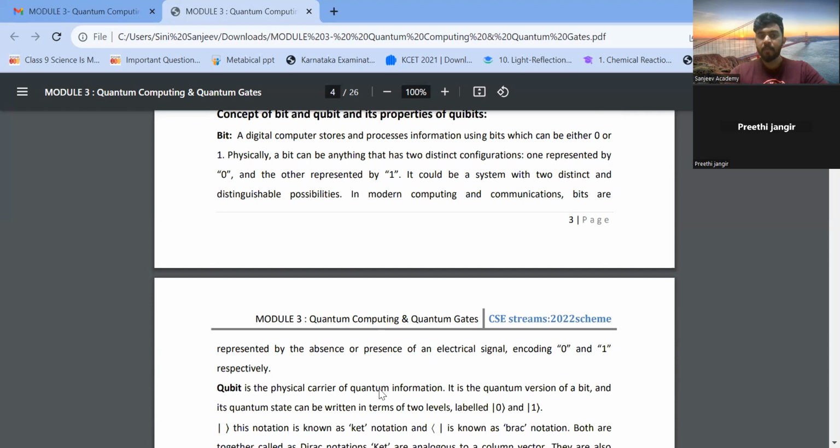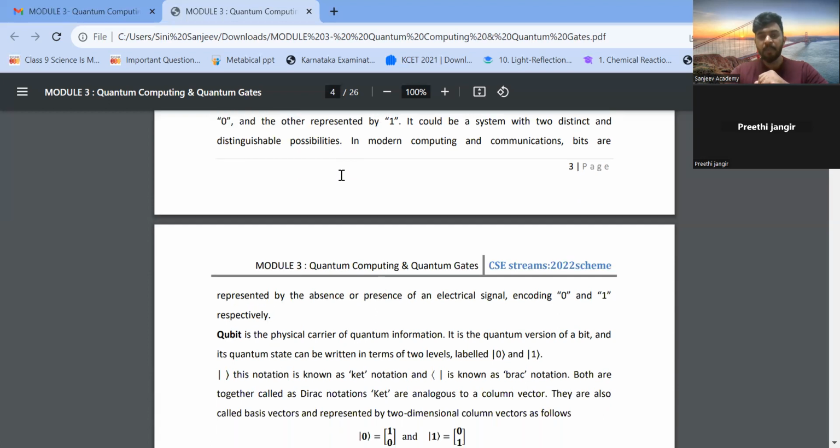Now, coming to bit. The concept of bit and qubit is there. Qubit is nothing but quantum bit, in which quantum information is stored. So bit is basically information, which is mainly zeros and ones respectively. That's all.